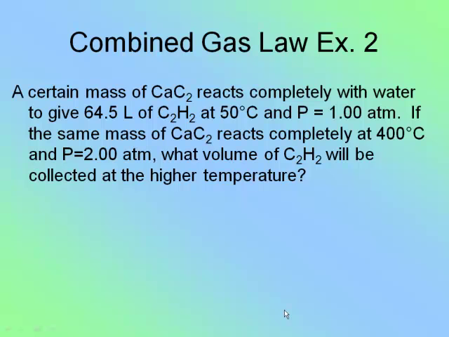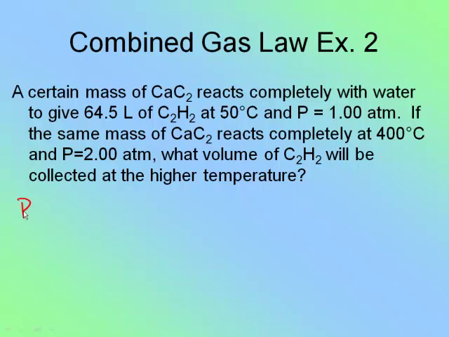Okay, let's do one more example. A certain mass of calcium carbide reacts completely with water to give 64.5 liters of C2H2 at 50 degrees Celsius and a pressure of 1 atmosphere. If the same mass of calcium carbide reacts completely at 400 degrees Celsius and pressure of 2 atmospheres, what volume of C2H2 will be collected at the higher temperature? Same principle. Pause the video, solve it yourself, come back, see how I solved it, and then we'll move on.